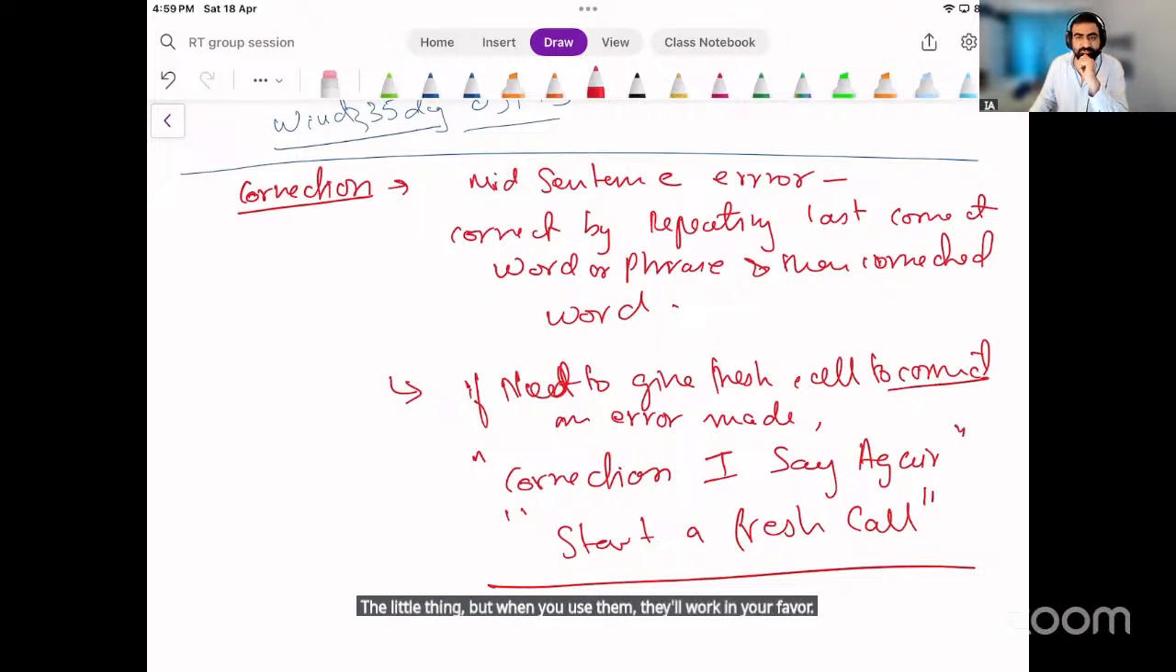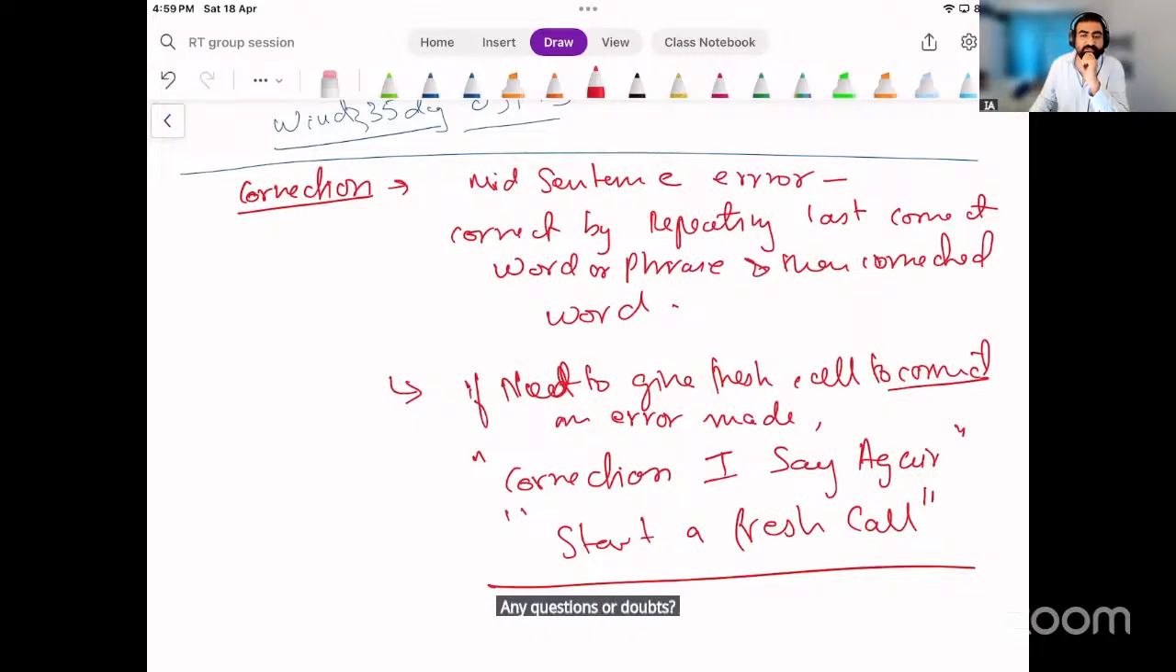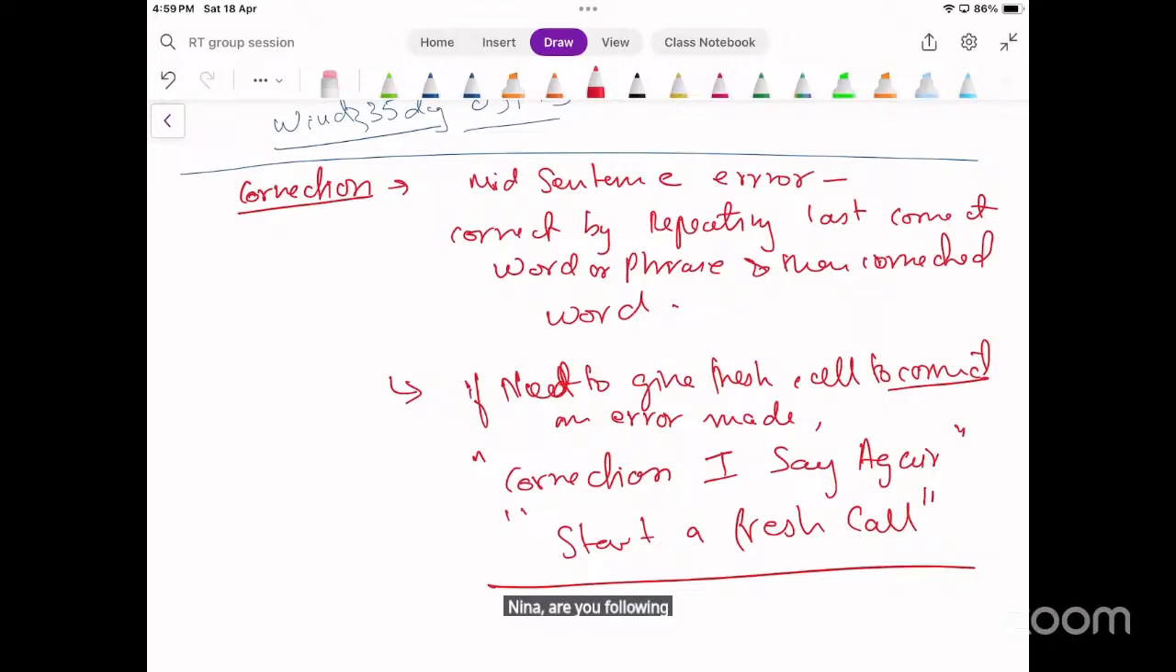Are you following, students? Affirm, sir. Any questions or doubts? Dhruv, anything you have to share? Ninad, are you following? Affirm, sir. Nothing to share, sir.